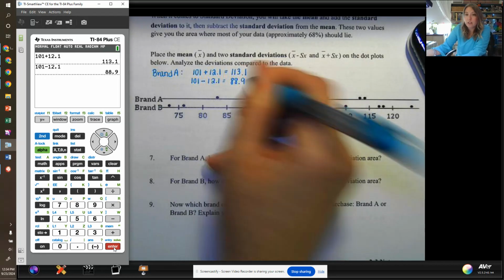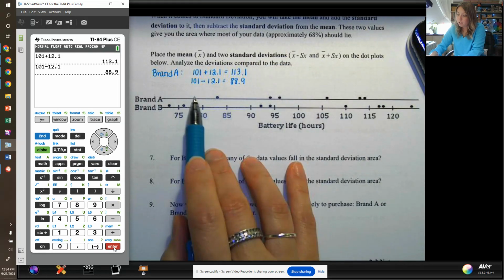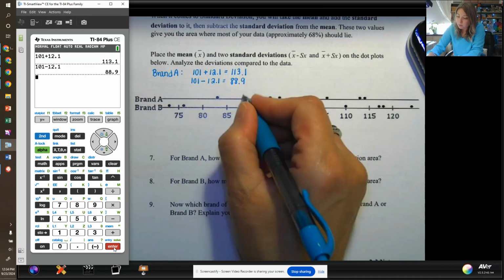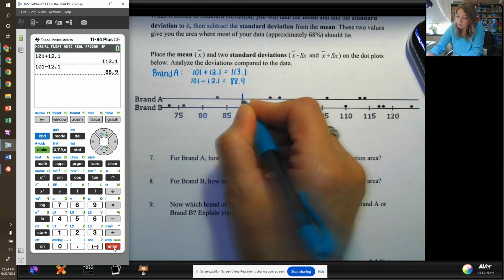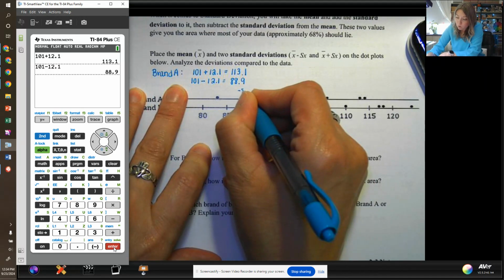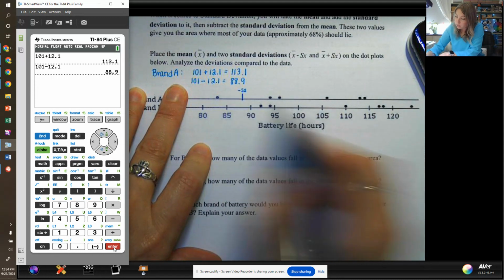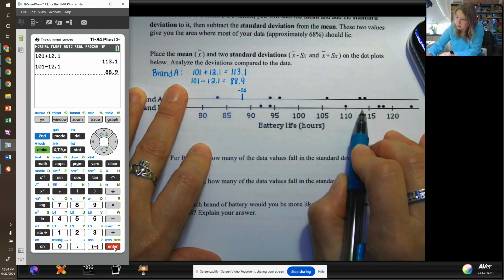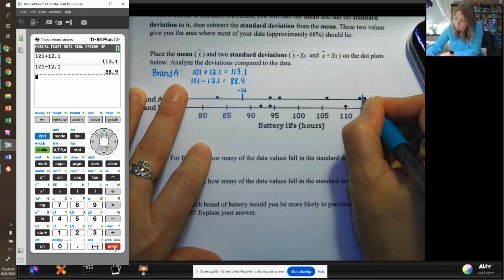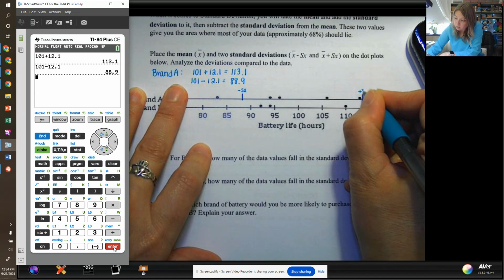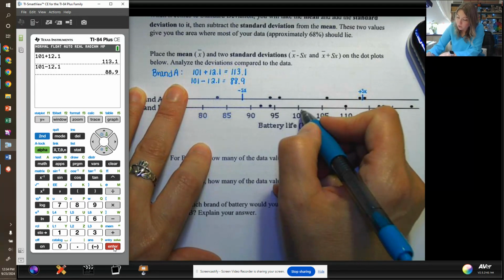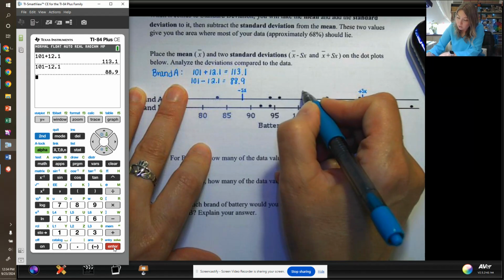88.9. Let's find approximately where those are. So approximately 88.9. Okay, so there's minus 1 standard deviation for brand A, all the way up to 113. 113 is right about here. 113.1, that's plus 1 standard deviation. And we know that 101 is our mean.